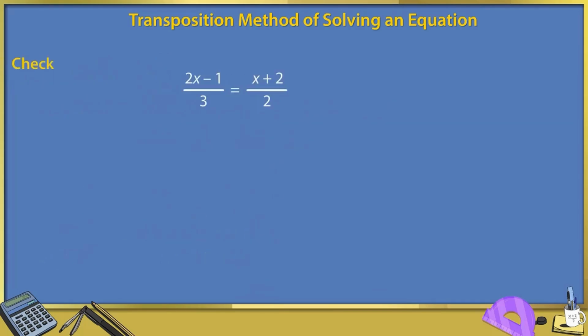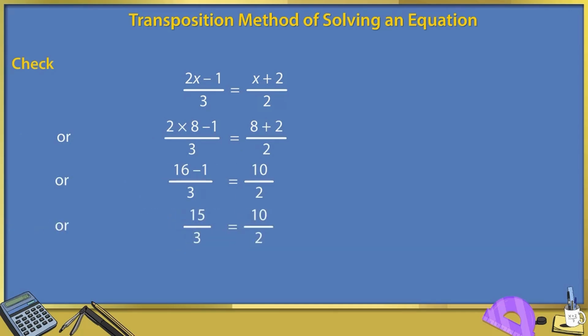Check. 2x minus 1 by 3 is equal to x plus 2 by 2, or 2 into 8 minus 1 by 3 is equal to 8 plus 2 by 2, or 16 minus 1 by 3 is equal to 10 by 2, or 15 by 3 is equal to 10 by 2, or 5 is equal to 5. Therefore, LHS is equal to RHS.